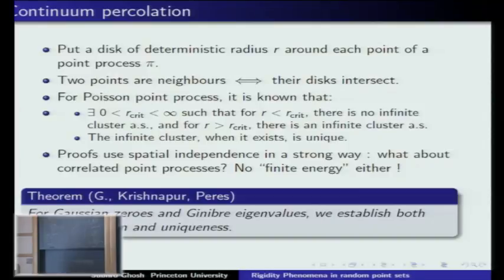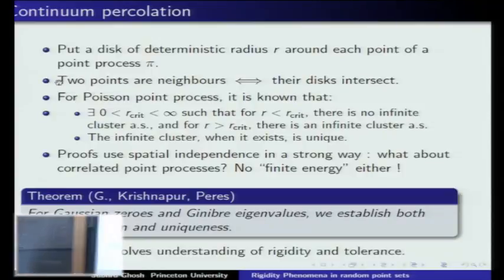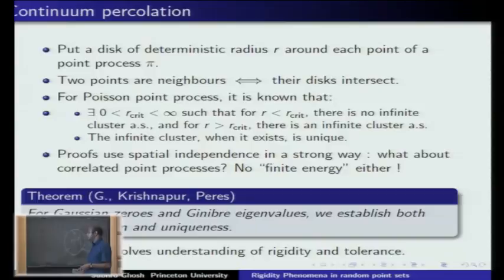So for example, how do we use this for the uniqueness of the infinite cluster? If you want to establish that for these ensembles, then we need to use the previous theorems which I mentioned on rigidity and tolerance. For the Ginibre ensemble, let me just quickly describe how we use our results.